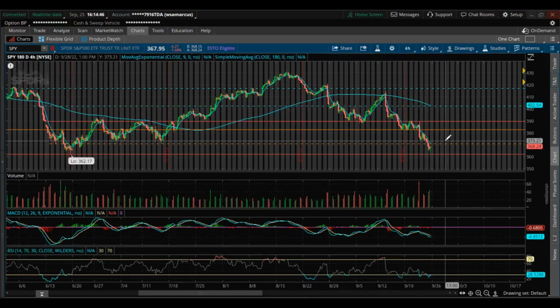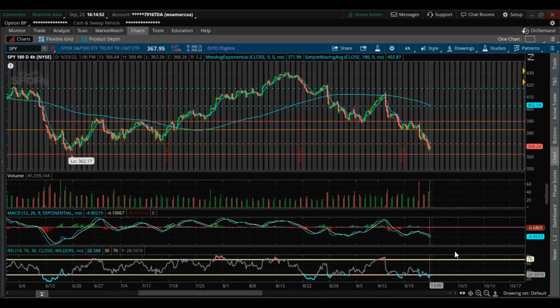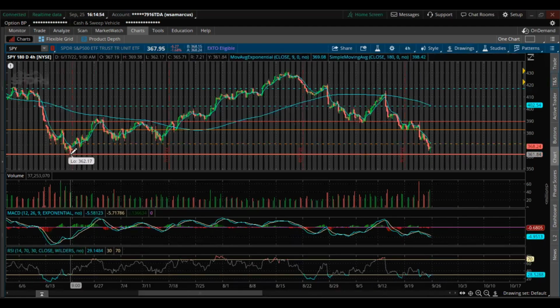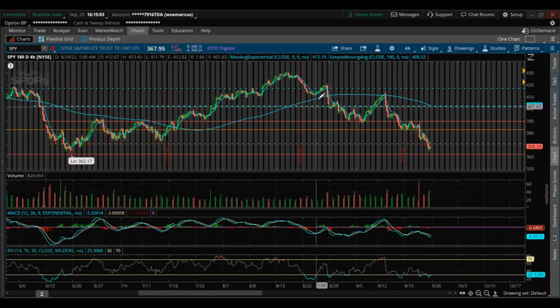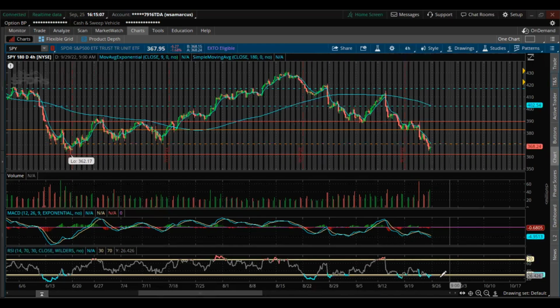So you always want to have some type of understanding of that RSI, right? When we're around that 30, that means that the stock is more in favor for a possible bounce. You can see every time we get around 30 over here, we had that bounce. 30 over here, we had a bounce. Around 30 over here, we had a bounce, right? So you always want to look at that RSI to see where it is.